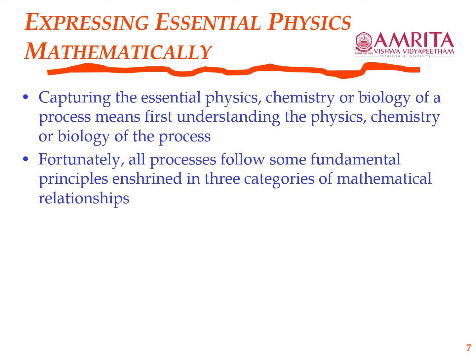Fortunately, all processes follow some fundamental principles that can be enshrined in 3 categories of mathematical relationships. One is conservation laws, which are laws which describe how a certain quantity is conserved through the process. The second type of mathematical relationships are constitutive relationships, which basically give expressions for the various parameters, various quantities that exist in the conservation laws.